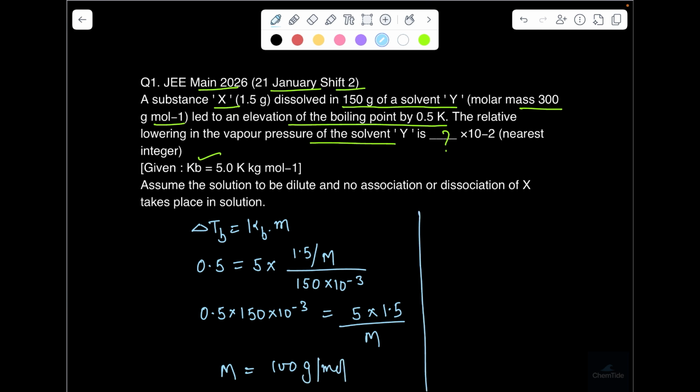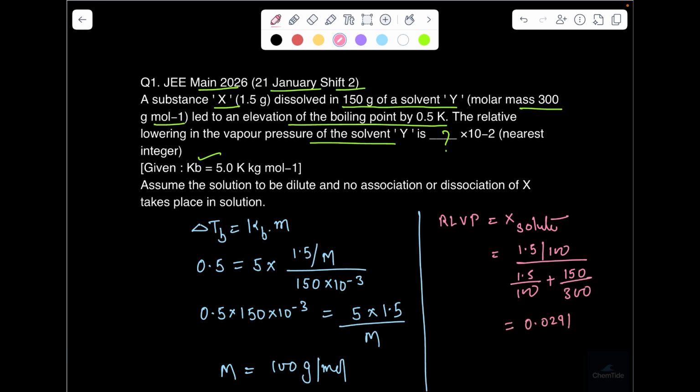Now based on that we can apply the relative lowering of vapor pressure, that would be equal to X of solute. So moles of solute is 1.5 by 100, by the total moles. Total moles is how much? That is 150 by 300. So we will get an approximate value 0.0291, which is quite equivalent to 3 into 10 to power minus 2. So 3 should be the answer.